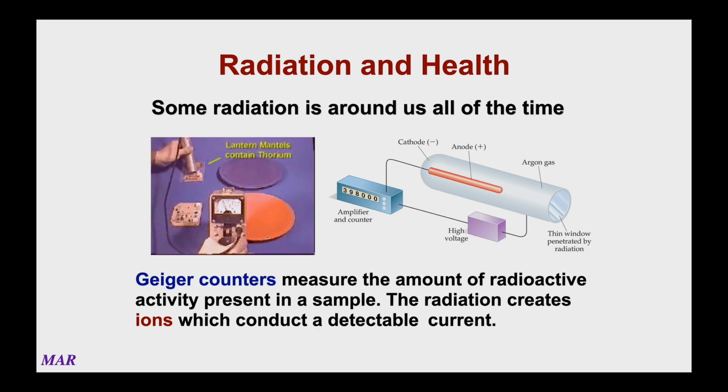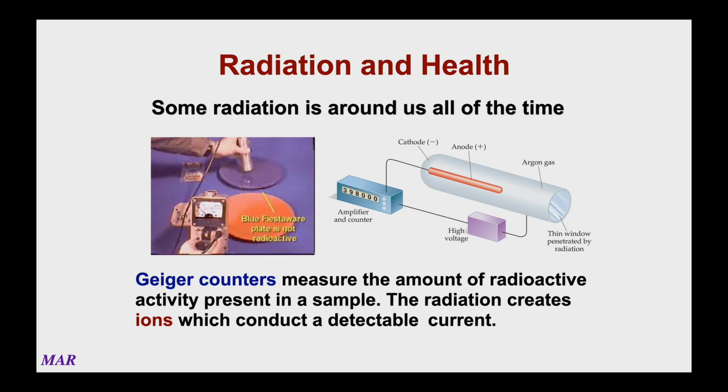Now we observe the response of the Geiger counter to a lantern mantle. Lantern mantles can be obtained at any sporting goods store. This brightly colored orange Fiestaware plate contains uranium oxide in the glaze. The radiation level is high enough to be dangerous if exposure is prolonged. The blue Fiestaware plate has a non-radioactive glaze.